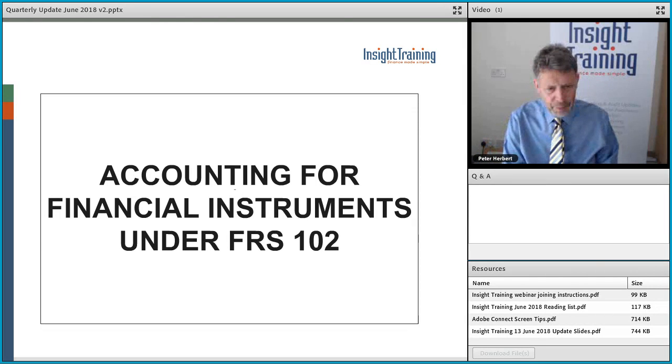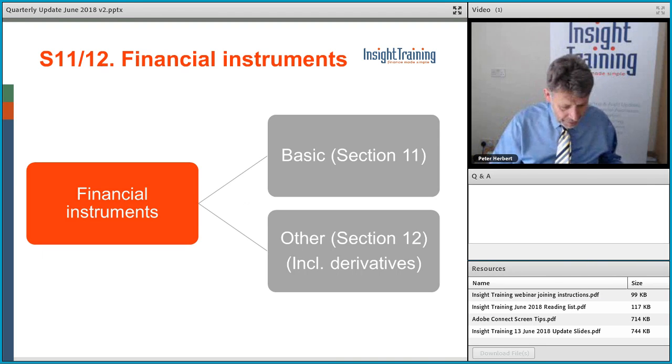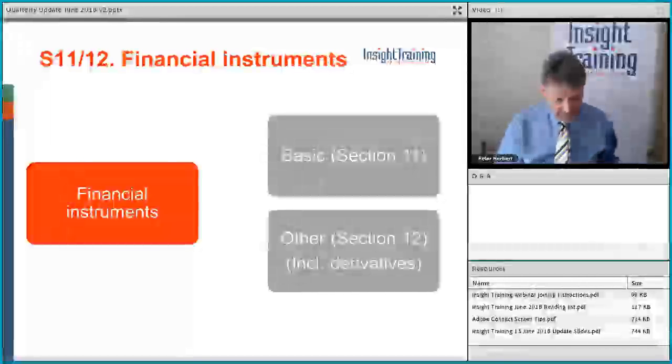Let's look at accounting for financial instruments under FRS 102. Okay, so as I'm sure you'll all know, under FRS 102, you're applying sections 11 and 12 of the standard in terms of accounting for financial instruments.